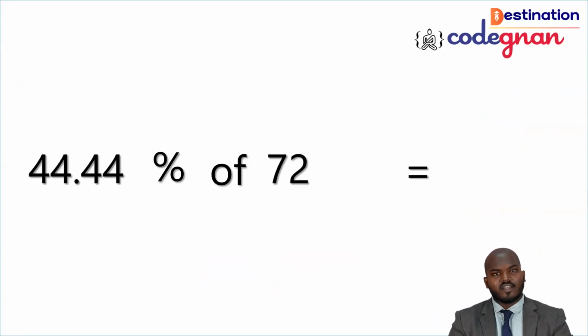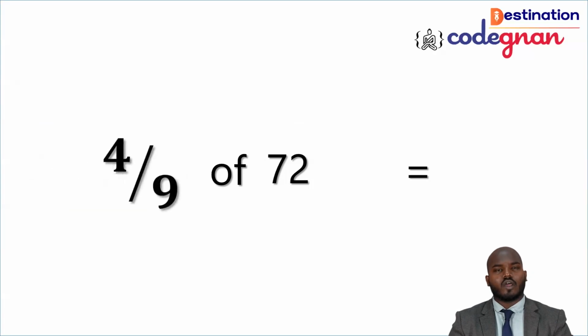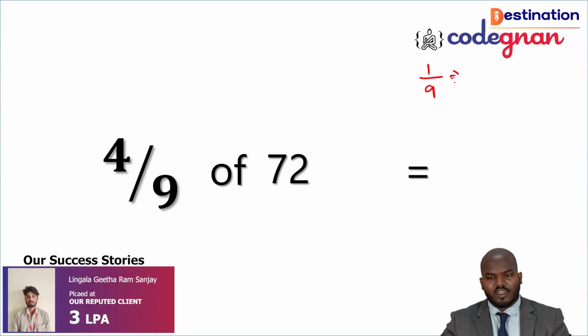Once you interchange, there are no rules, guys. You can interchange on both sides, and it's going to give the same value there. 44.44 means we can call it 4 by 9. That is, 1 by 9 means we can call it 11.11 percent.